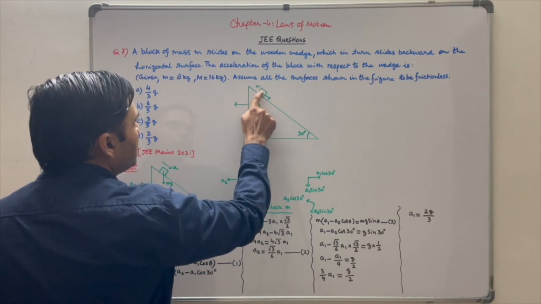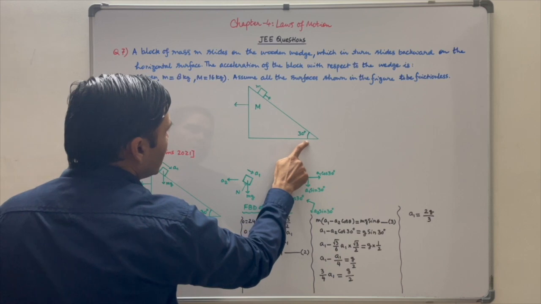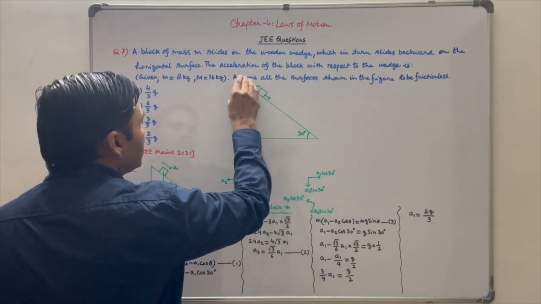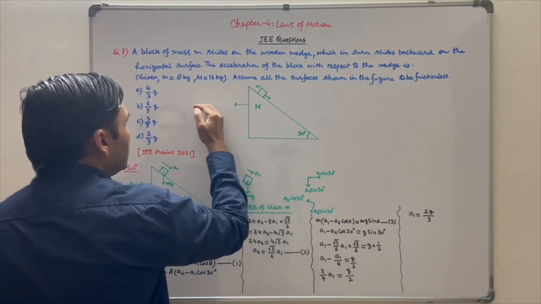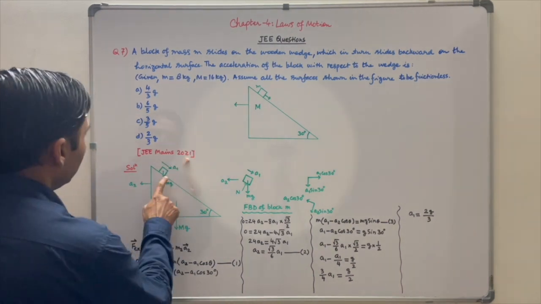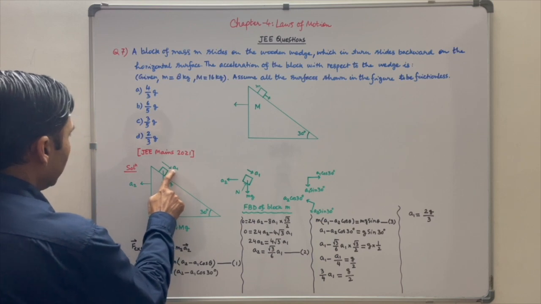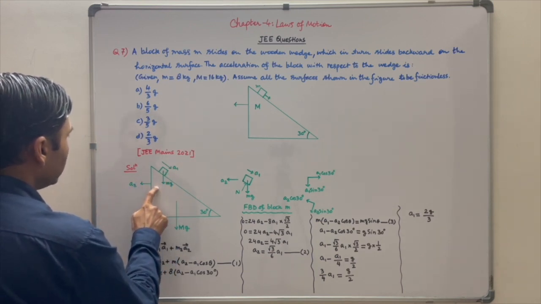Small m is mass of the block, capital M is mass of the wedge. Angle of inclination of the plane is 30 degrees. This block accelerates downwards. This wedge accelerates backwards. This question appeared in JEE Mains 2021. Let's say acceleration of this block with respect to the wedge is a1. Acceleration of the wedge is a2.